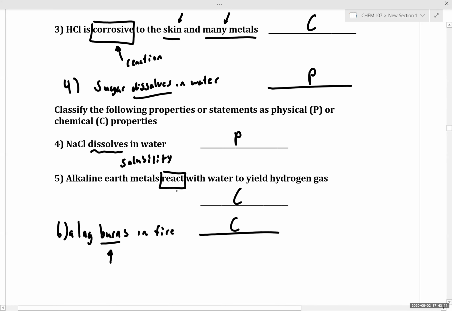Chemical: react, chemical reactions. And then the last one, which one of your classmates asked: a log burns in the fire. Burns, combustion, reacts with oxygen, clear chemical change. Do these examples make sense?